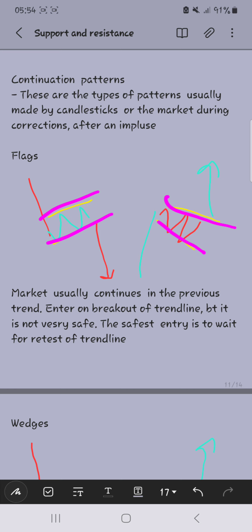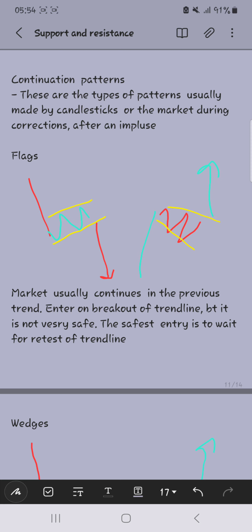In fact, whenever you see a pullback, it doesn't matter the shape of whatever it is, just know that it's a pullback. Just know that if the pullback is in a consolidating or corrective manner, that's what you have to look for. Don't care if it's a flag, if it's a wedge, whatever it is. Just know that what you have to look for is your entries. That's it. That's the bottom line. That's what you're looking for, right?